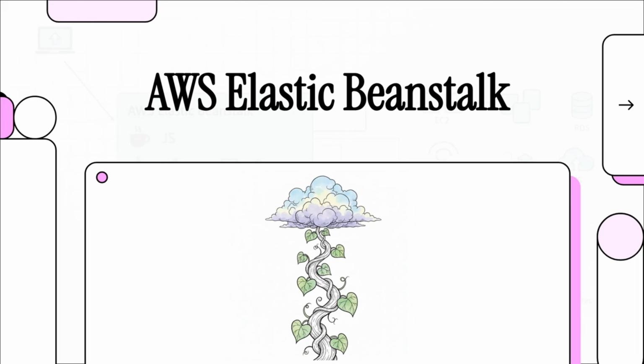All right, let's dive into something that is a total game changer for developers. AWS Elastic Beanstalk. It's that service that promises to take your app from your machine to the cloud, like instantly, without you having to become some kind of infrastructure guru. So how does it actually pull this off?